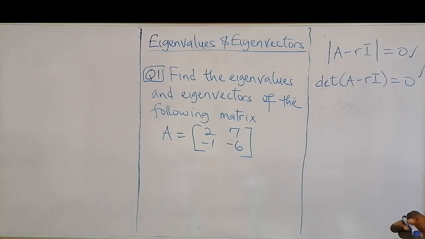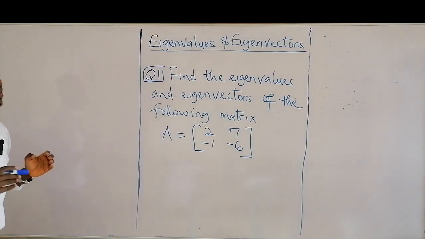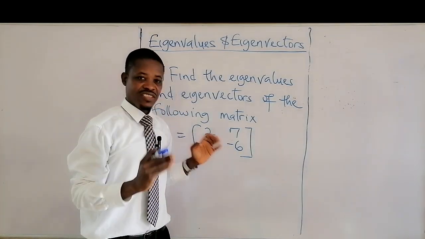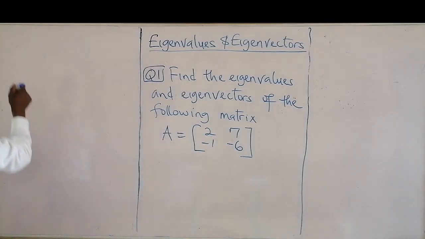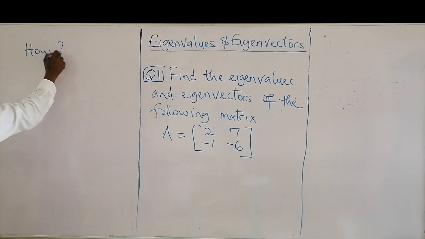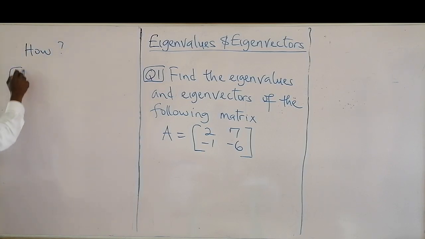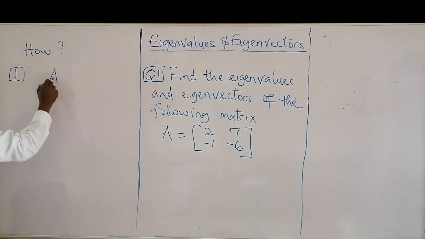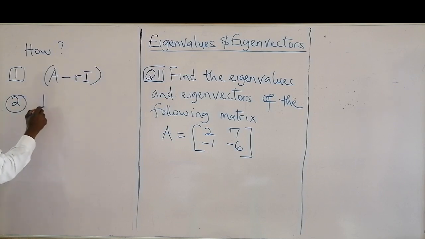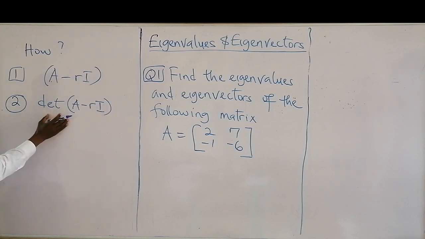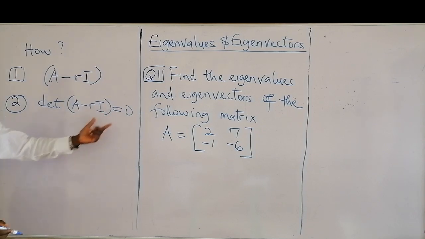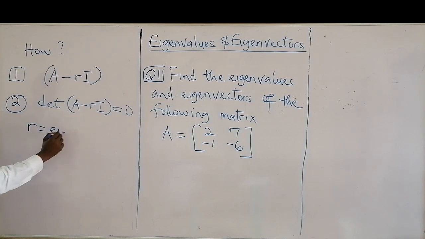So the question now is, how do we calculate eigenvalues? One, we use this to get this expression. Calculate that. Then two, calculate the determinant of this expression, which will be equal to 0. Once you set the determinant of this expression equal to 0, from there you can calculate your r. Your r is the eigenvalue.